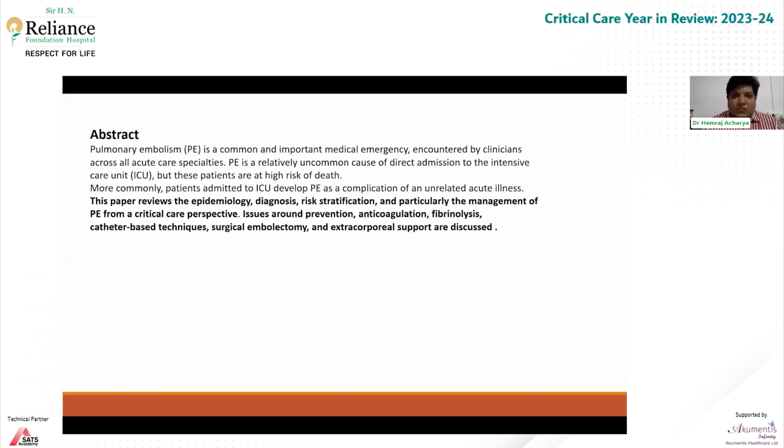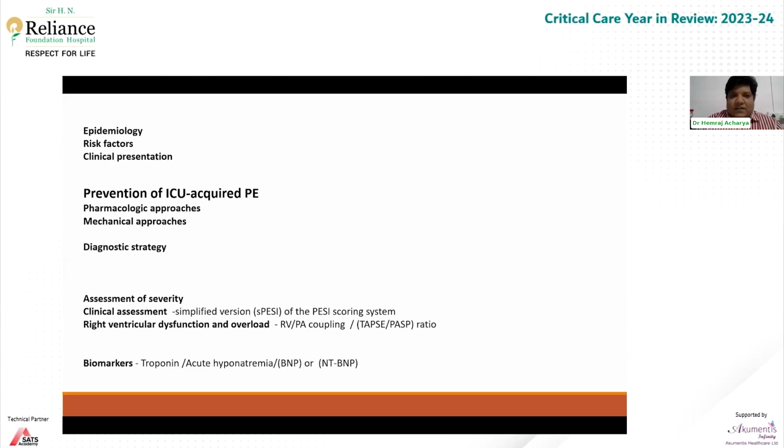It talks about the epidemiology, risk factors, and clinical presentations, like the patient having tachycardia, hypotension, and hypoxemia, and the prevention of ICU acquired pulmonary embolism. On pharmacological approaches, it compares low molecular weight heparin versus unfractionated heparin, and they say LMWH is a little superior to unfractionated heparin, though both carry the risk of bleeding. Mechanical approaches like the IVC filter and intermittent pneumatic compression devices were also discussed.